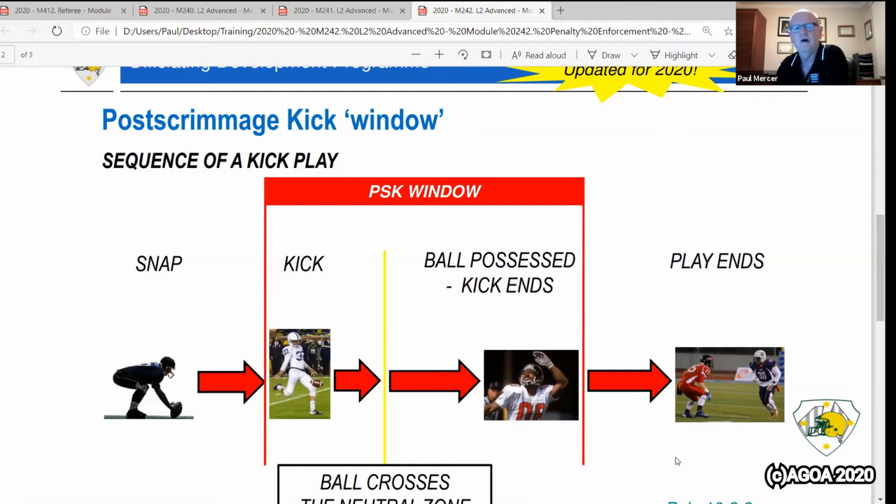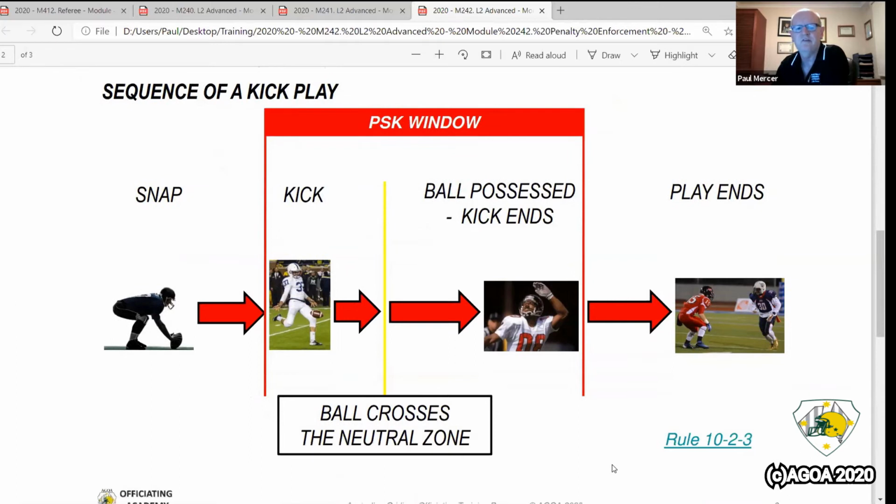And as I hope we all know, the kick ends when the receiving team possesses it, not when they touch it, when they possess it. So the play doesn't necessarily end when the receiving team possesses it, but that's when the post-scrimmage kick window closes, because after that, we're now into a running phase.